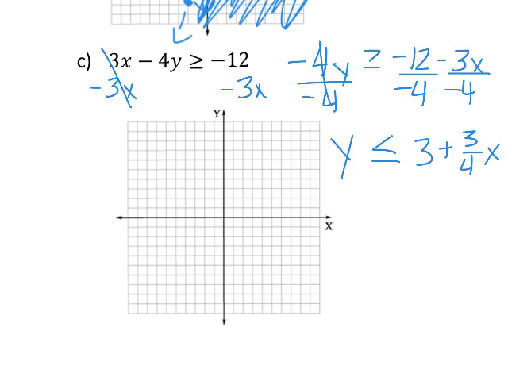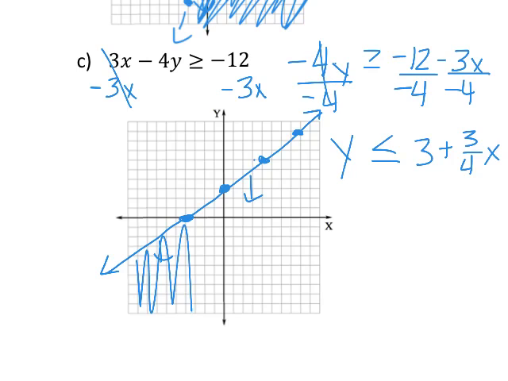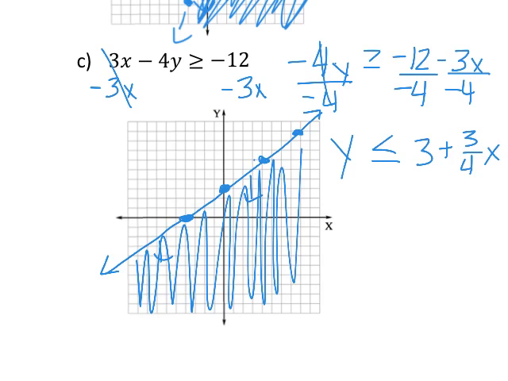So the y-intercept is up 1, 2, 3. Slope is up 1, 2, 3, and over 4. It can also go in the opposite direction, down 3 and over 4. This is going to be a solid boundary line because it's equal to. And then this says y is less than, so again I'm shading down below that line. So all of this area right there.